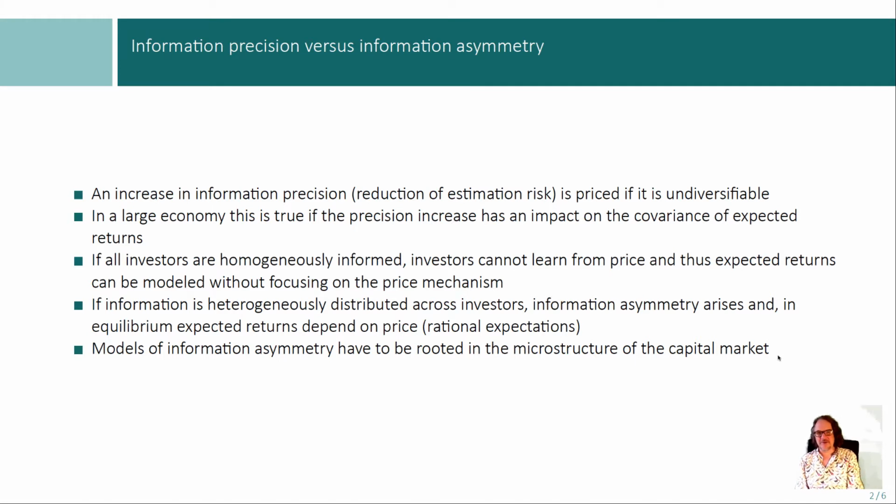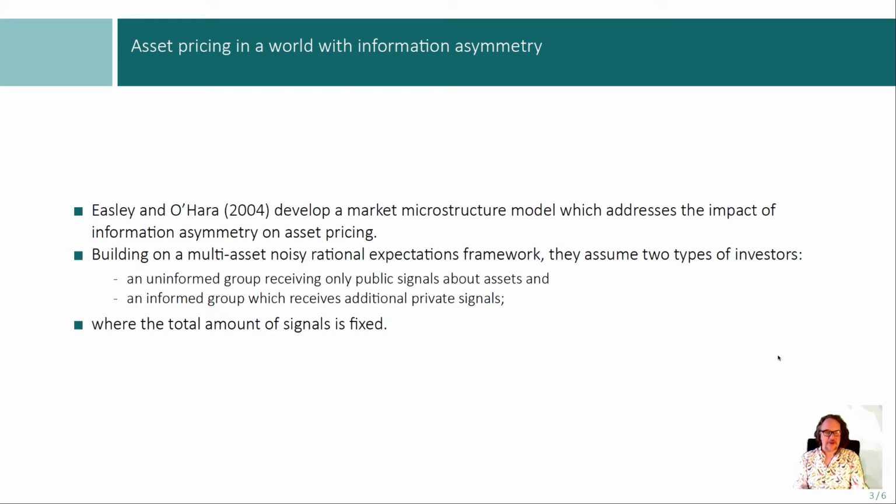So please, by all means, pick up this paper and read it so that you get your head around this type of models. Okay. So now the model that I want to concentrate on here is also a model that is co-authored by O'Hara. So Easley, O'Hara 2004. They develop a market microstructure model that really tries to address the impact of information asymmetry on asset pricing. Right. So it's a classic already.